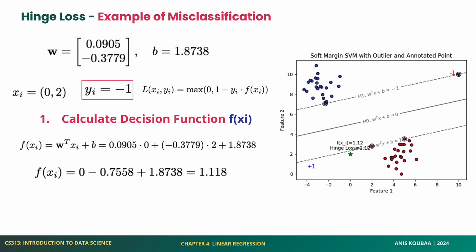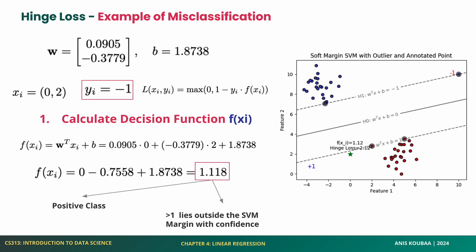One of the exercises yesterday actually asked you to do the following. So how do we interpret this now? Let's anticipate the loss. This tells us that this is a positive class because it has a positive value. And it is greater than 1, so it means it lies outside the SVM margin. So it's either here or here, and it is here.